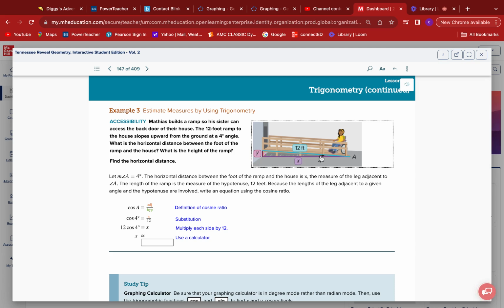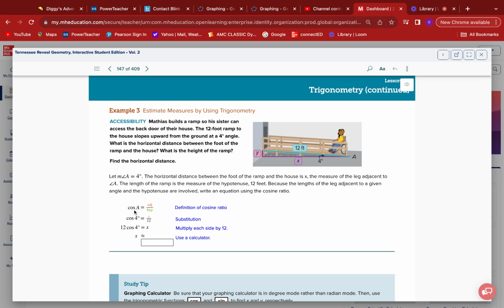Well, it looks like our ramp is 12 feet. And that is your hypotenuse, because it is the side across from the 90-degree angle. Kind of a skinny triangle, so it might be hard to see it, but that is your hypotenuse, because it's the longest slanted side. All righty, so first thing we're going to do is find our adjacent side to the 4. So your angle A, the theta, is 4 degrees, which means we're going to use the adjacent side and the hypotenuse to find the horizontal distance.